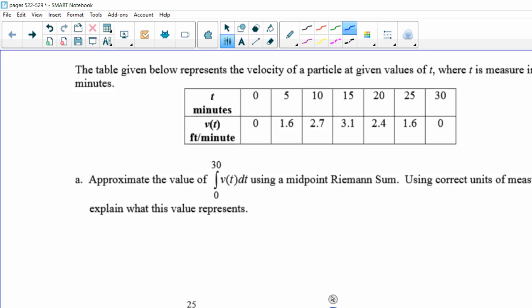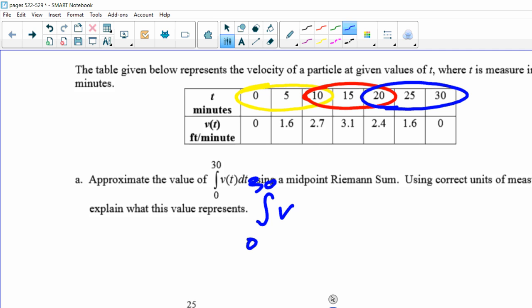If we're going to do a midpoint Riemann sum, how many subintervals do you think we should be dividing that interval into? 3. So we're going to do one here, one here, and one here. So the integral from 0 to 30 of v of t dt is approximately, how do I do that? Remember, we're dividing it into rectangles.